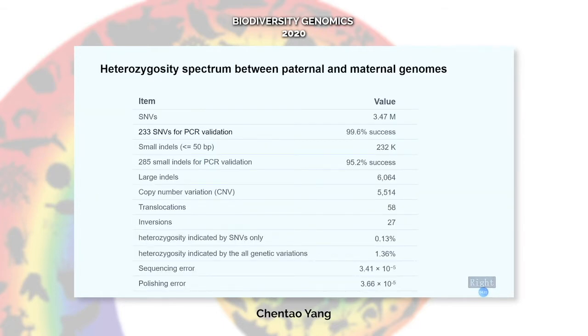Here's a table to summarize the genetic variations we found. There are about 3.5 million SNVs, 232,000 small indels, 6,000 large indels, and 5,500 CNVs, translocations, and inversions. I'd like to highlight that the heterozygosity rate of our sequenced marmoset individual is 10 times higher than estimations in most genetic studies generated using only SNVs. And we also estimated the sequencing error and the polishing error level.